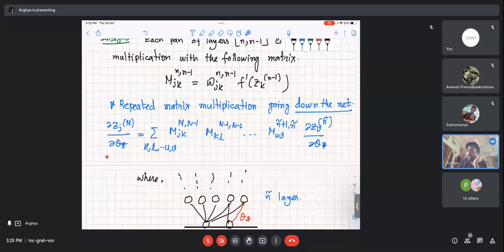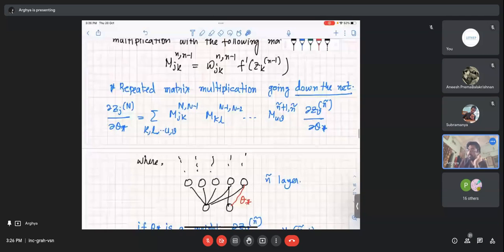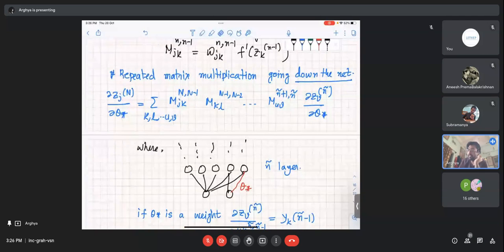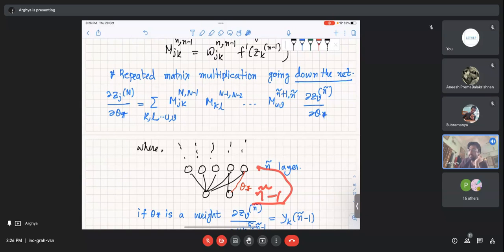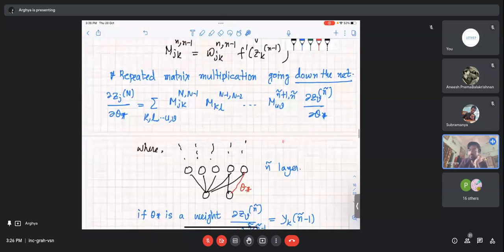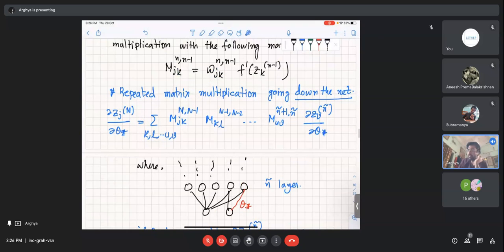And as Subbu was asking, I will always hit the n tilde layer. Say this is my situation. This is my n tilde minus 1 layer, and this one is the n tilde layer, and theta star is in between. So once I hit that layer where theta star belongs, I will end up with this kind of relation, because after that there is no point.